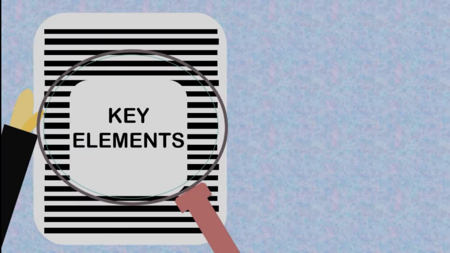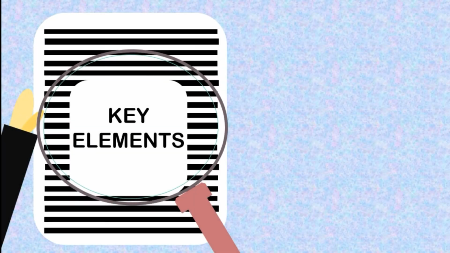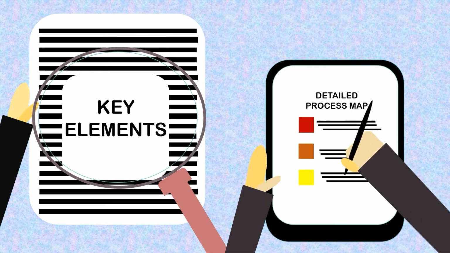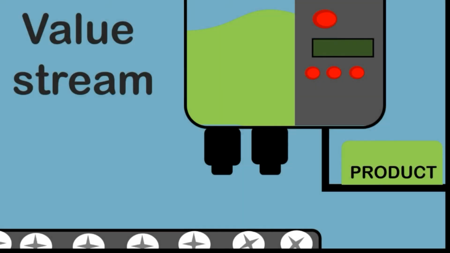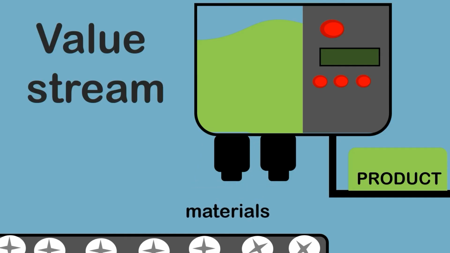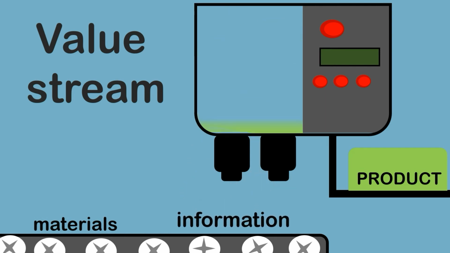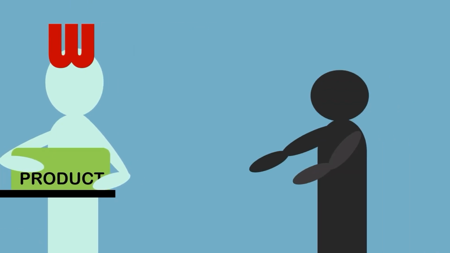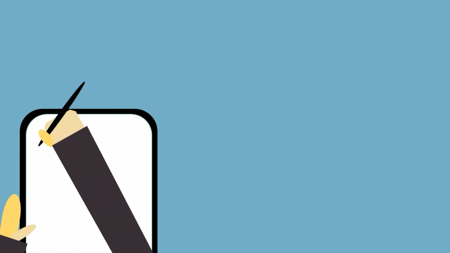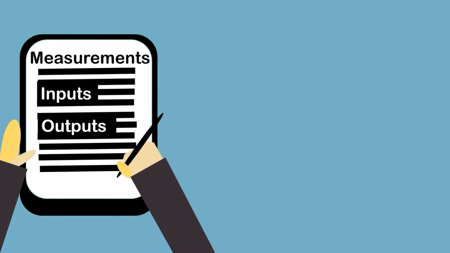When to use? To identify key elements of a process before doing a detailed map. And the last one is value stream maps. Visualize the flow of material and information that is needed to bring your product to the customer. When to use? To record measurements of the inputs and the outputs of process steps.